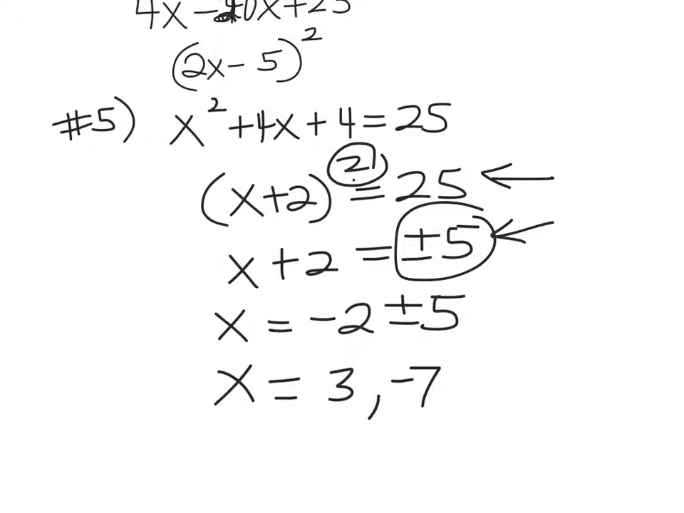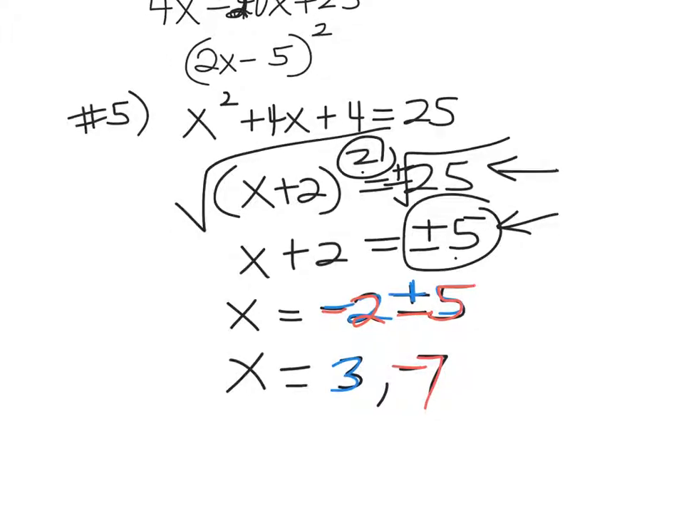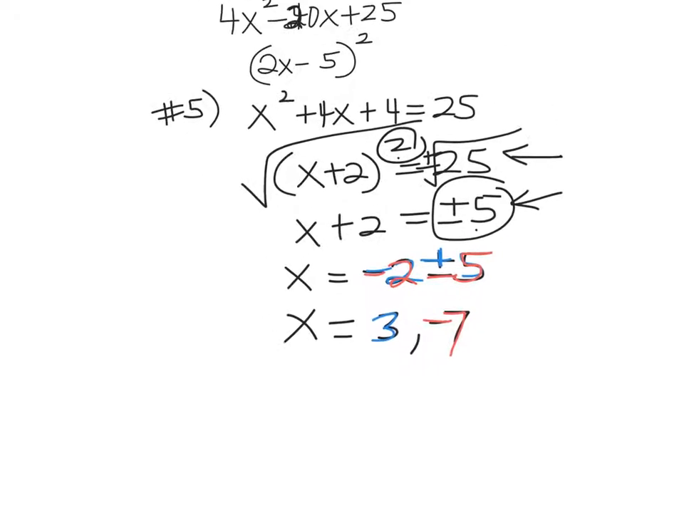Can you show the step of square rooting? You just square root. Square root, and then don't forget to put a plus or minus in front. And then you get x plus 2 is plus or minus 5, and there's 2 answers here. I'll show you this way. It's negative 2 plus 5, which is 3, and then it's negative 2 minus 5, which is negative 7. 2 answers. Yay.